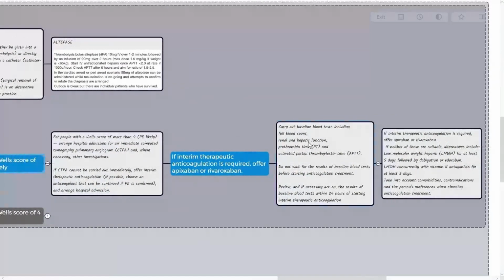If CTPA cannot be carried out immediately, offer interim therapeutic anticoagulation. If possible, choose an anticoagulant that can be continued if PE is confirmed, and arrange hospital admission. Then, if interim therapeutic anticoagulation is required, offer apixaban or rivaroxaban. Carry out baseline blood tests including full blood count, renal and hepatic function, prothrombin time, and activated partial thromboplastin time. Do not wait for the results of baseline blood tests before starting anticoagulation treatment.